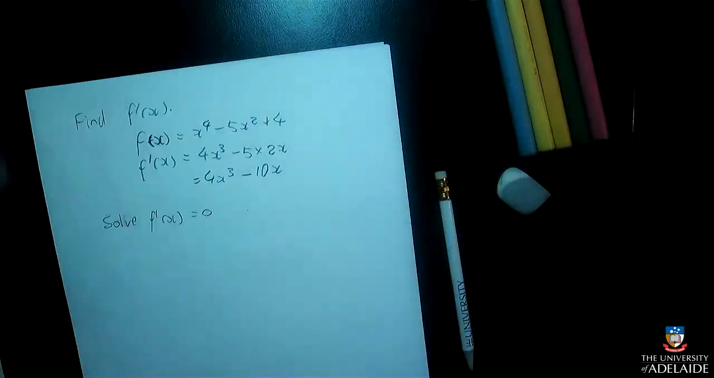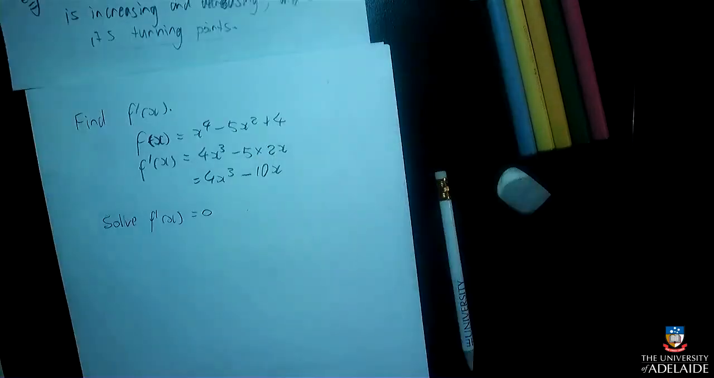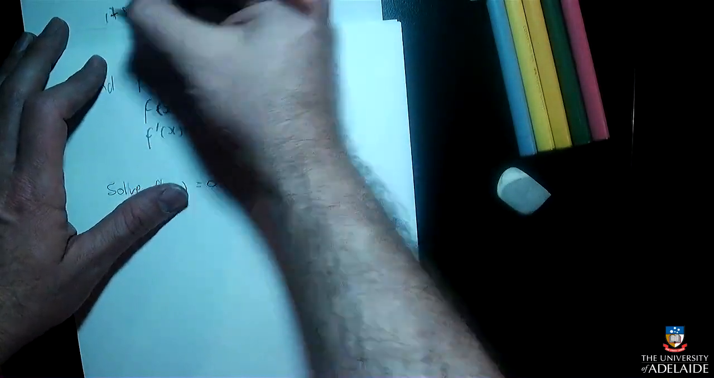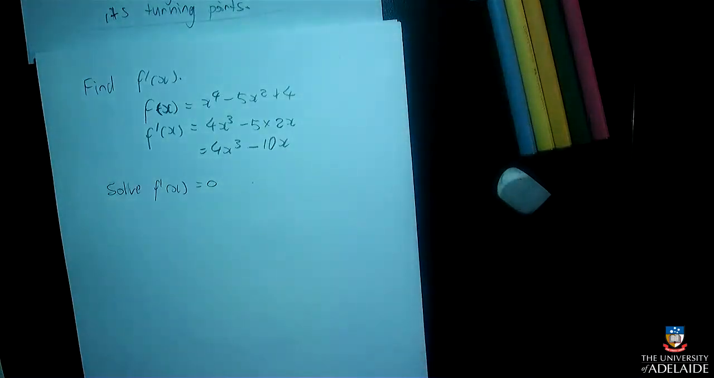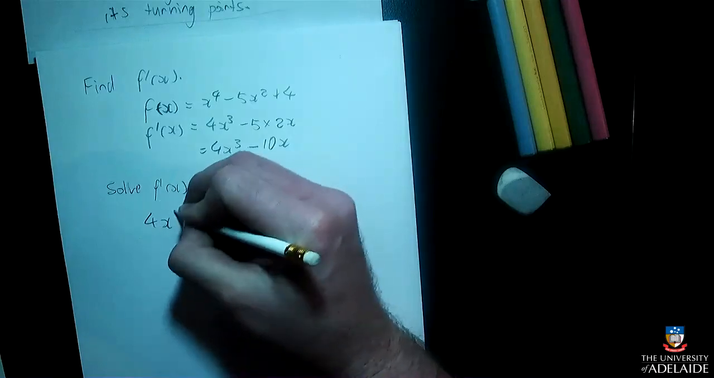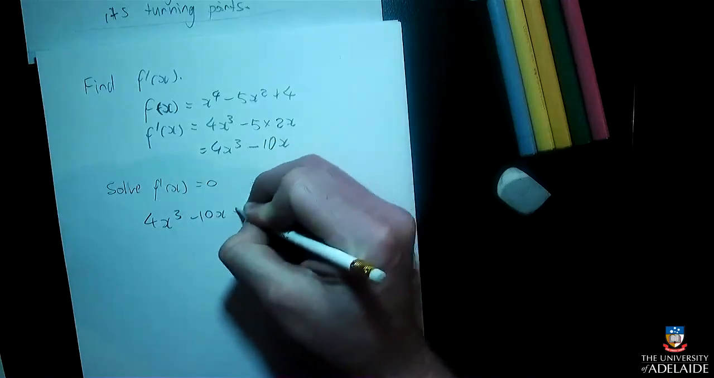Okay, just that's important. So let's see. We're going to solve for f dash x equals 0, which means we're going to be finding the stationary points. It may be that those stationary points might be turning points or they might not, but it's good to have a name for them. Okay, so we need 4x cubed minus 10x equals 0.